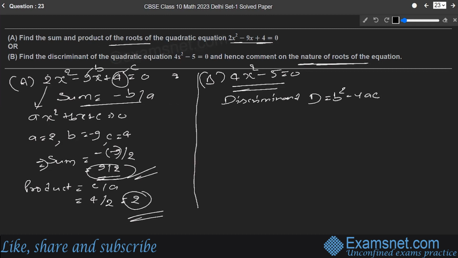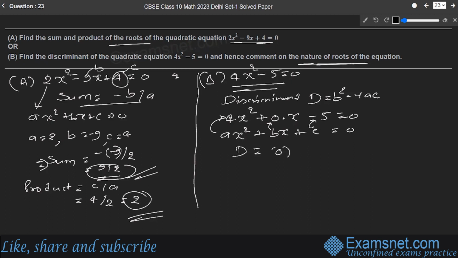First we need to identify a, b, c in the given equation. The polynomial is 4x square plus 0 into x minus 5 equal to 0, so comparing with the standard form, a is 4, b is 0, and c value is -5. Now let us find the discriminant. D is b square minus 4ac. B value is 0, so 0 square minus 4 into 4 into -5. If you solve this, d comes out to be plus 80.